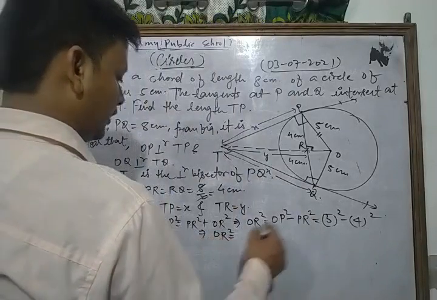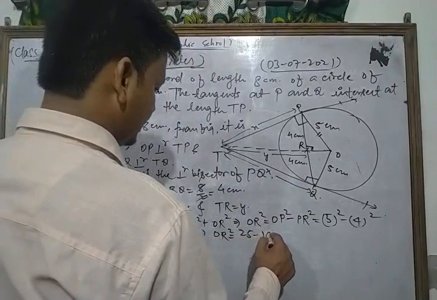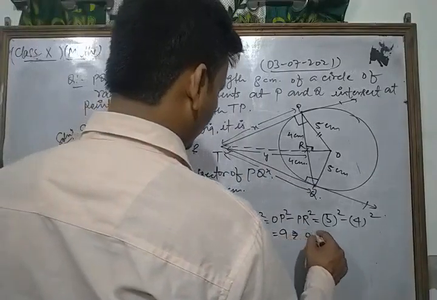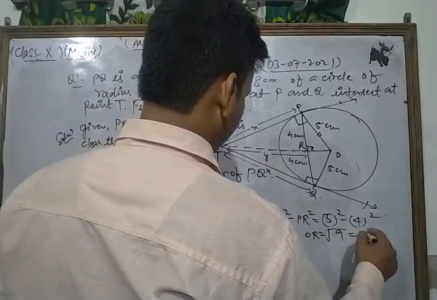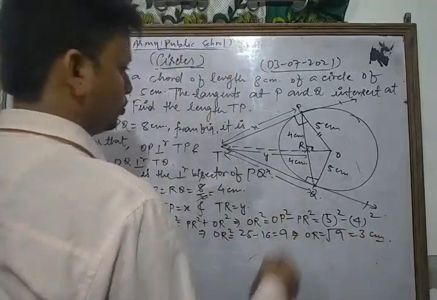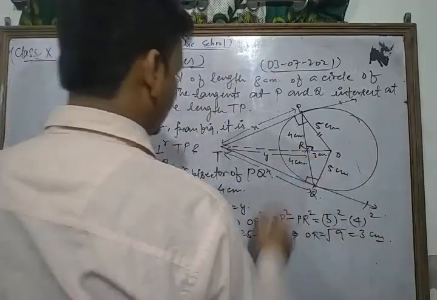OR square is equal to 5 square minus 4 square, that is 25 minus 16, which is 9. So the value of OR is equal to under root 9, that is 3 centimeter. So OR is 3 centimeter.